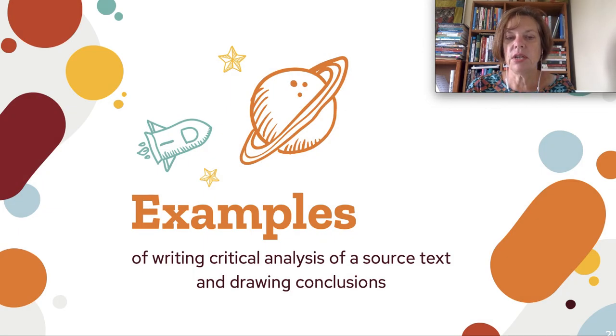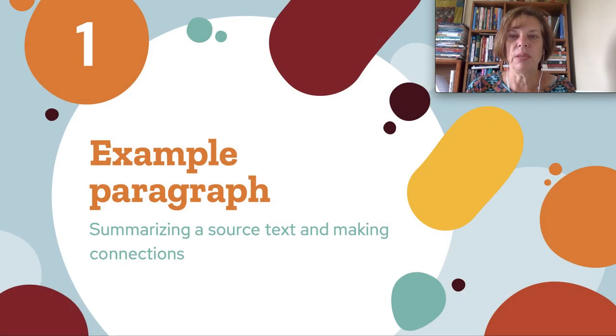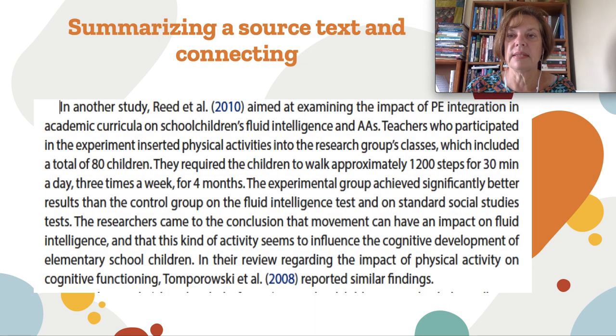Okay, so I'm going to show you some examples, but really what I'm showing you is how these things are written into a literature review. So, I want to show you the types of sentences, the types of paragraphs using the example paper. So to begin with, an example paragraph of how a source text is summarized, but then also synthesized. There's a connection there as well.